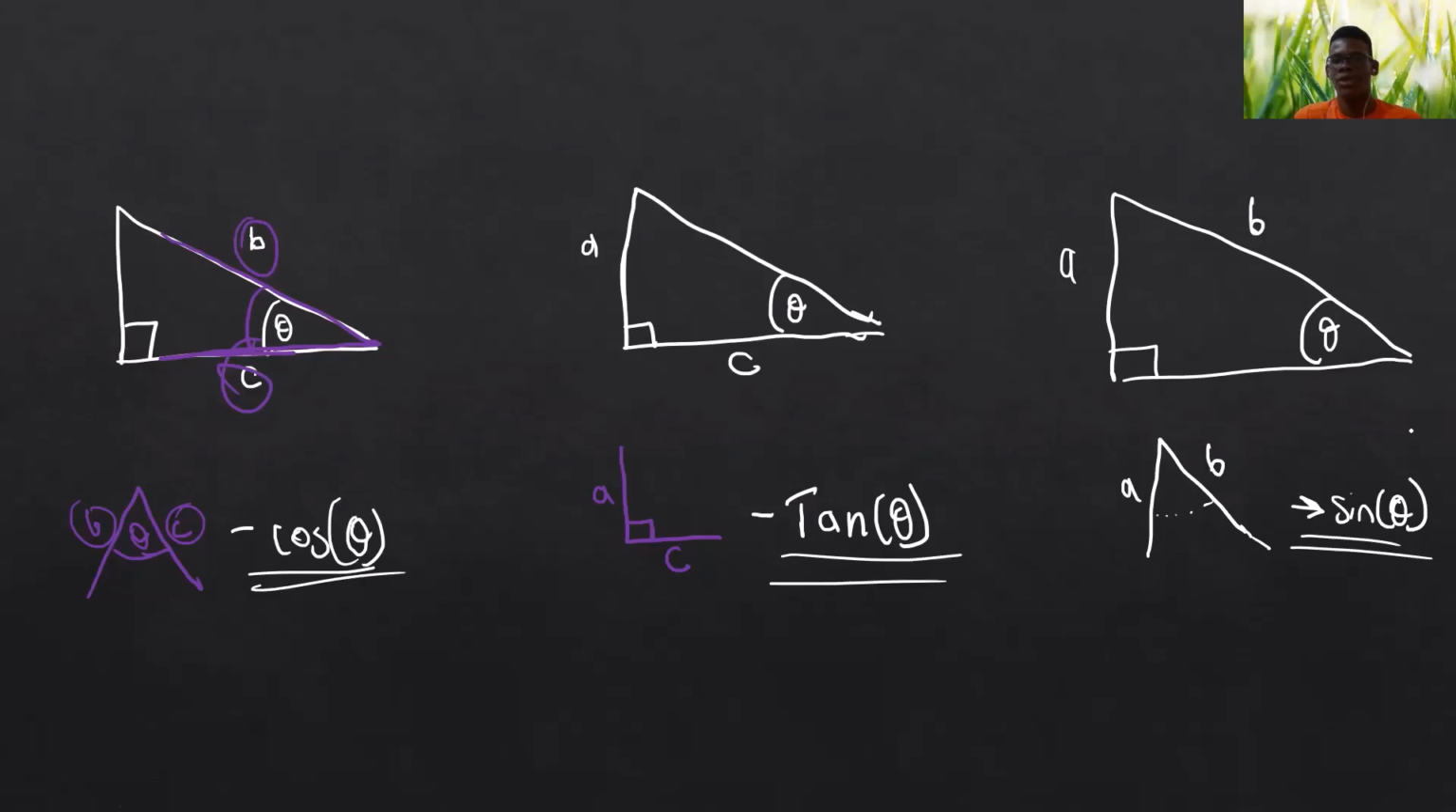You need to remember what these ratios are. Cos theta is adjacent over hypotenuse, tan is opposite over adjacent, and sine is opposite over hypotenuse. You still need to remember what those trigonometric ratios are.